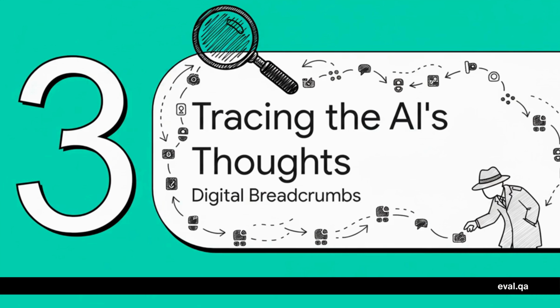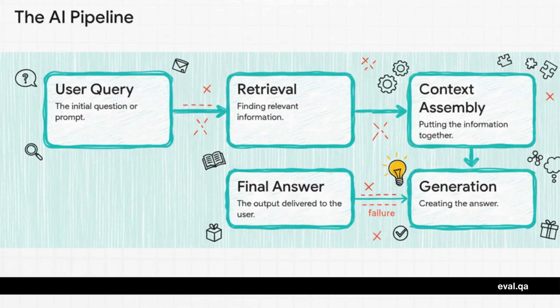So how in the world do we do that? Well, we follow the evidence. Just like a detective retracing a suspect's every move, we can follow the digital breadcrumbs that the AI leaves behind. You see, a modern AI isn't just some single magic box. It's really a pipeline, a whole series of steps. It starts when a user asks something. Then the AI has to retrieve some information. Then it assembles that into context, generates an answer, and finally gives you that answer. A mistake could happen at any one of these points, so we have to be able to investigate each one.